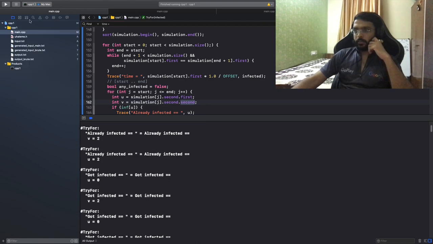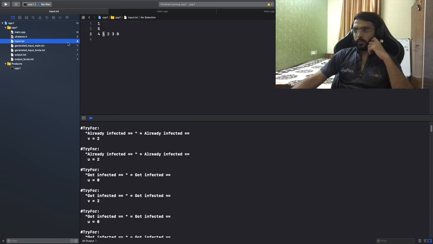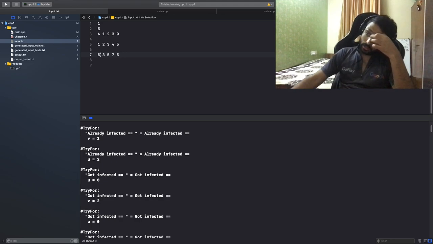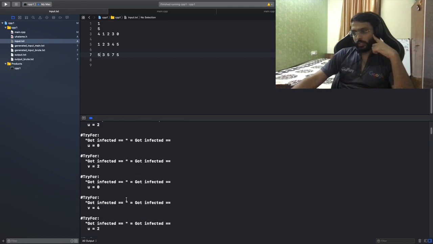Let's see. So at time t equal to 1, initially positions are 1, 2, 3, 4, 5. At time t equal to 1, the positions will be 4 plus 1, 5, 2, 3, 3, 4, 4, 5, 4, 5, 6, 7, and this will be 5. So 0, 2, and 4 got infected. That makes sense.